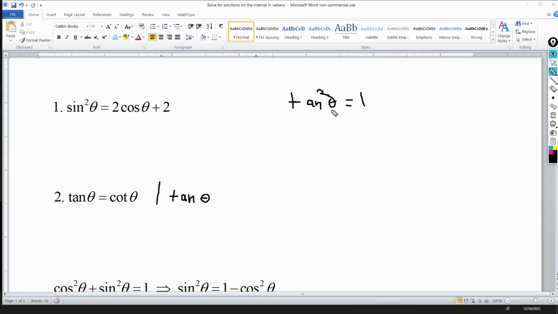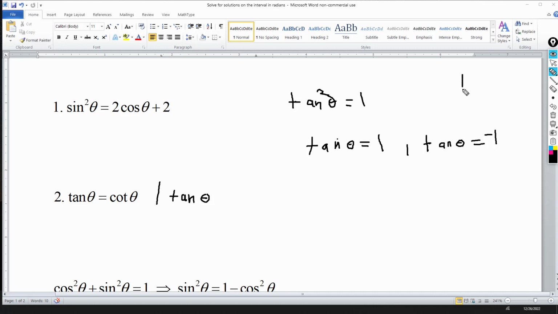Then this is like if I had x squared equal to 1, I would take the square root and get x is equal to plus or minus 1. In this case, instead of x, I have tangent of theta. So one equation would be tangent of theta would be 1, or tangent of theta would be negative 1. And we solve these individually. So we're looking for an angle whose tangent then is equal to 1.